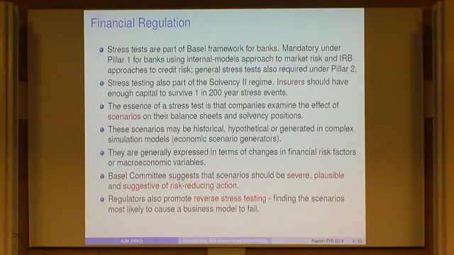So a lot of the insurance companies, for Solvency II, they either build or buy economic scenario generators from certain vendors. And these are basically just big Monte Carlo models that generate scenarios for changes in the term structure of interest rates, movements of financial markets, movements of volatilities, etc. So those are scenarios, and as I've said, generally expressed in terms of changes in financial risk factors or macroeconomic variables. Now, the Basel Committee says that scenarios should be three things.